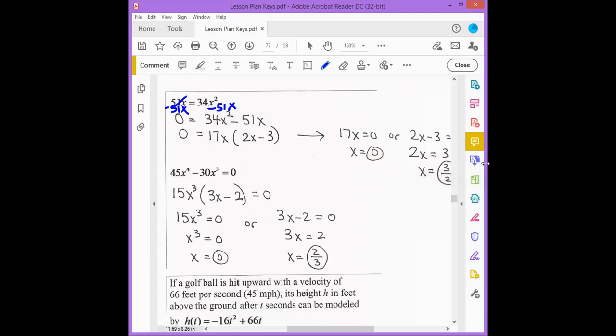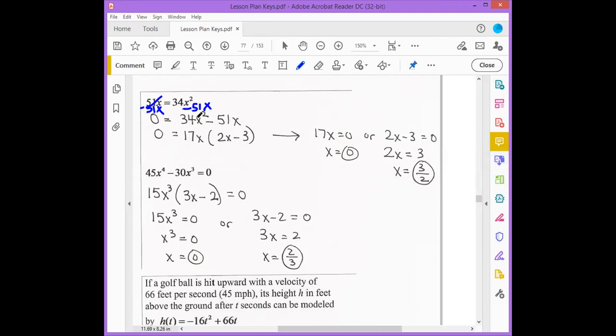From there, we want to find our GCF. What is our greatest common factor between 34x squared and 51x? It's 17x. When we factor 17x from 34x squared, we get 2x in parentheses. And when we factor 17x from minus 51x, we get minus 3 in parentheses. Now we're going to set both of these terms equal to 0 and solve the equation. So 17x equals 0 or 2x minus 3 equals 0.